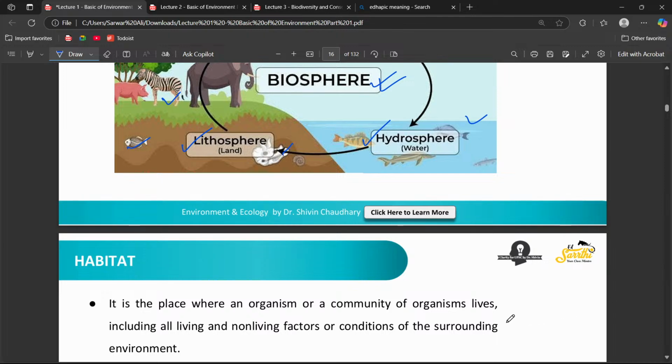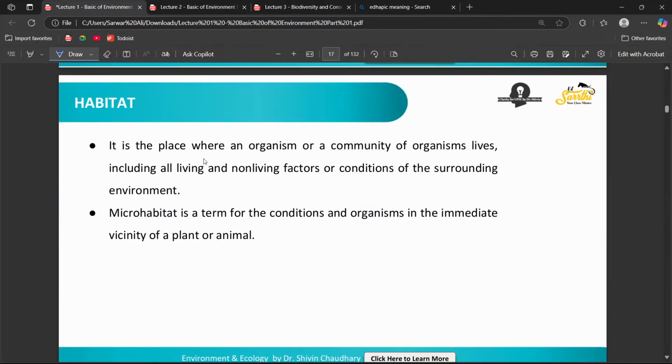What is a habitat? Habitat is basically where an organism or a community of organisms lives. It includes all living and non-living factors or conditions of the surrounding environment. Alright.